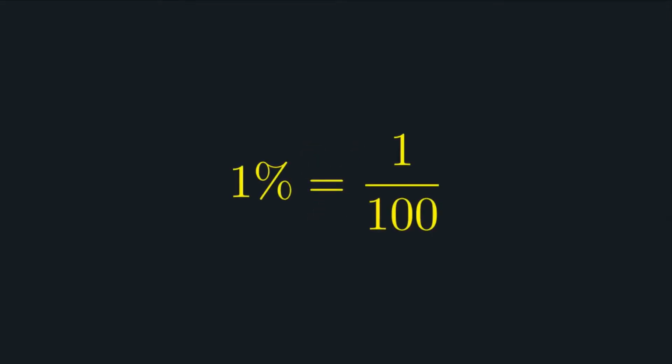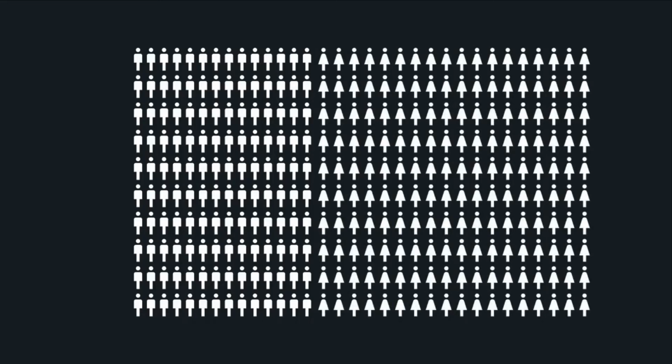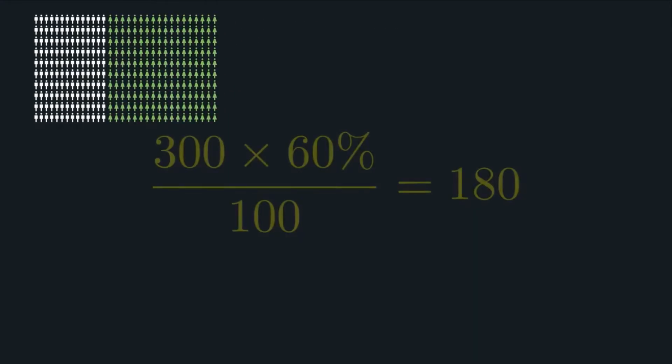What is a percentage? A percentage is 1/100th of something. Let's say we have 300 people, 60% of which are women. That is, we have 180 women. Here's how we calculated it.